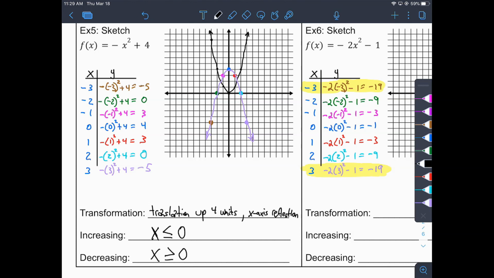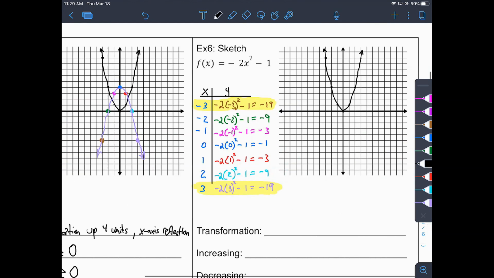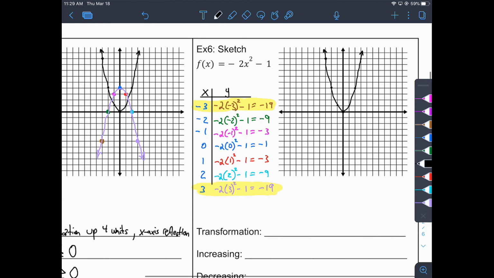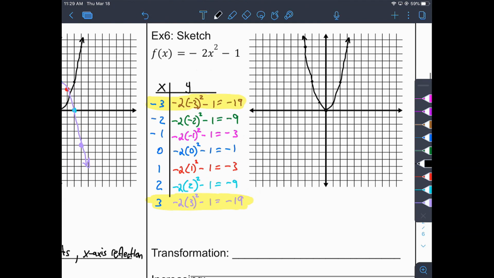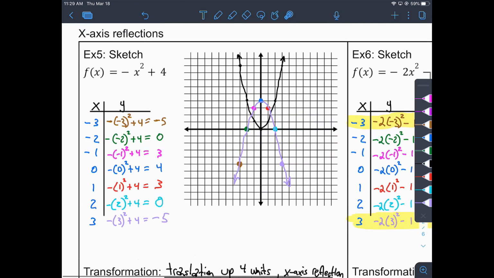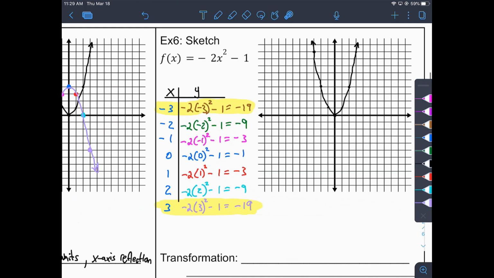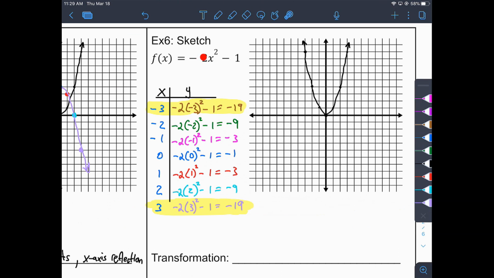All right. So let's put a couple more pieces together on this. What happens when the negative is still there, but now we also add in the a value being different than 1? Because in the last problem, it was a negative 1x squared. In this case, it's a negative 2x squared.